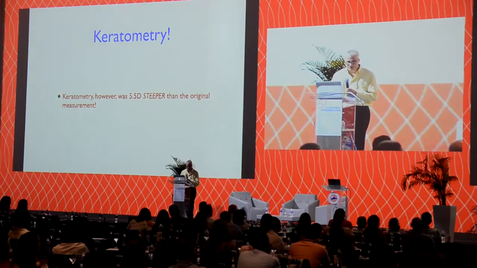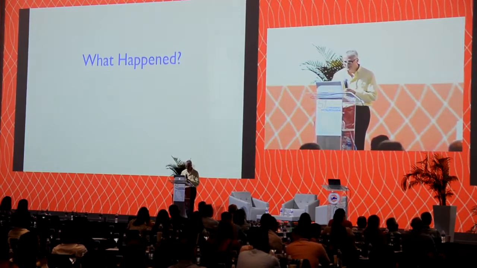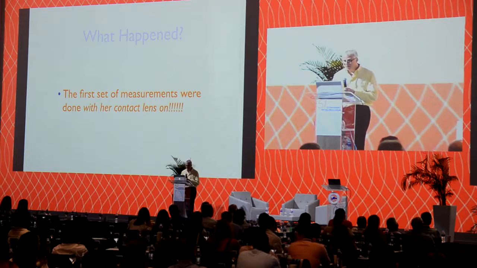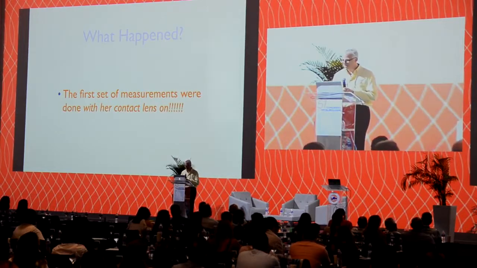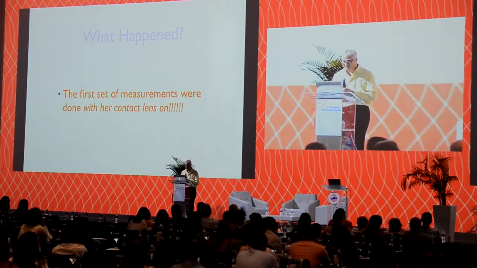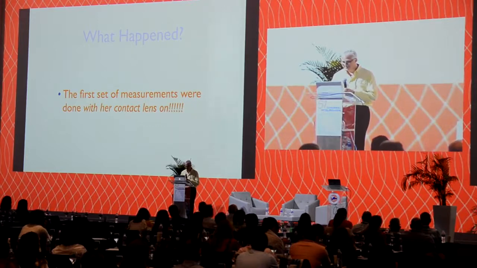Anybody want to guess what happened here? Go ahead and shout it out, don't be shy. What happened? First set of measurements were done with her contact lens on, and we measured the front surface of her contact lens. Ooh, bad. This is about 17 years ago, so don't do that. It's really embarrassing. By the way, anybody want to know how thick a contact lens is on average? Yeah, 80 microns.